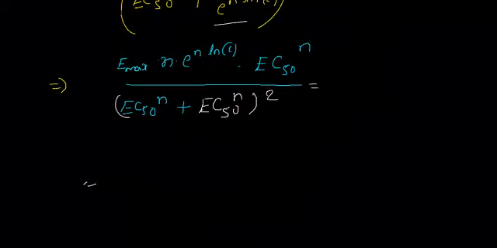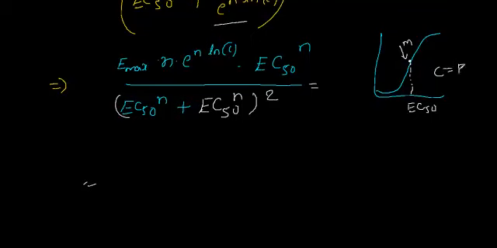So what is the slope, by the way? At what point are we finding the slope here? So the slope we are finding at EC50, right? So here is the slope. At this point we are trying to find out the slope, right? So what is this point? This point is EC50. So here the concentration is equal to EC50, right? At that point we are trying to find out the slope, or dE over d ln of c, right?